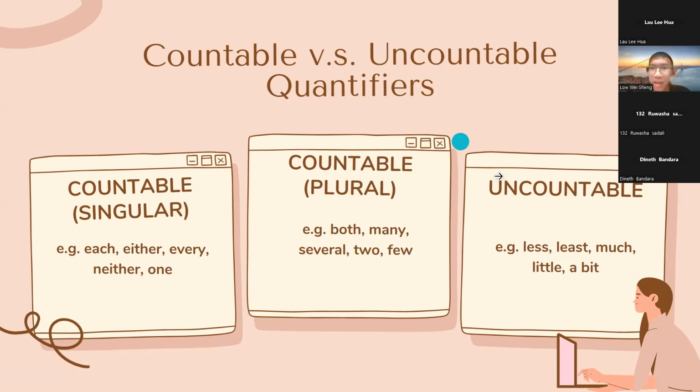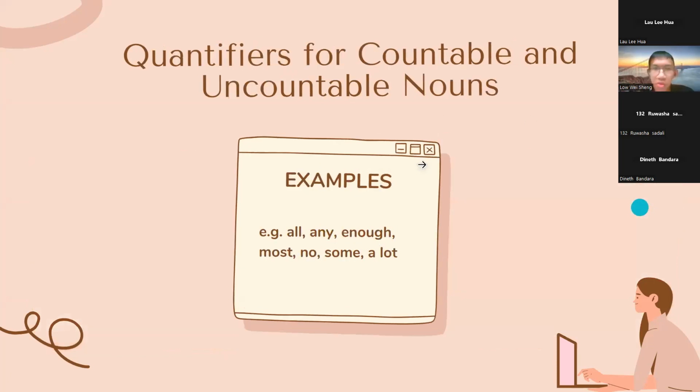Then lastly, there are uncountable quantifiers used to describe the amount of uncountable objects. So less sugar, least sugar means there's only a small amount, but much means, like if I say there's a lot of sugar, much would refer to a large amount. And then just so that you know, there are some quantifiers that can be used for both countable and uncountable. You don't need to know them yet.